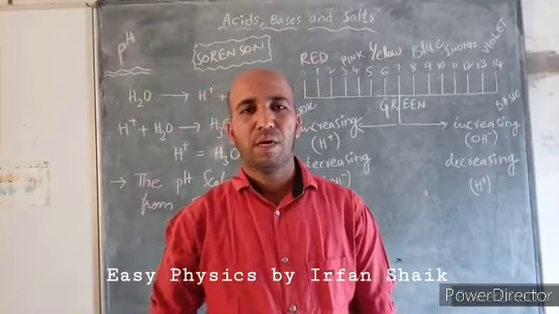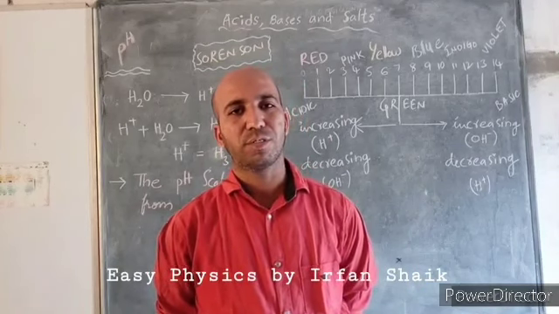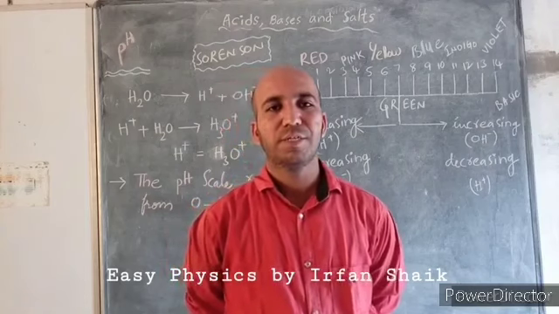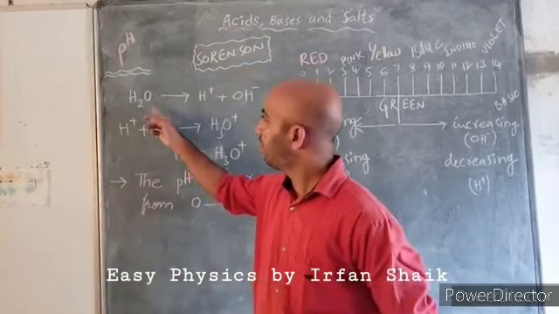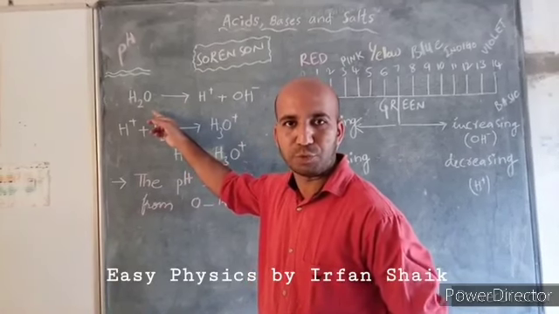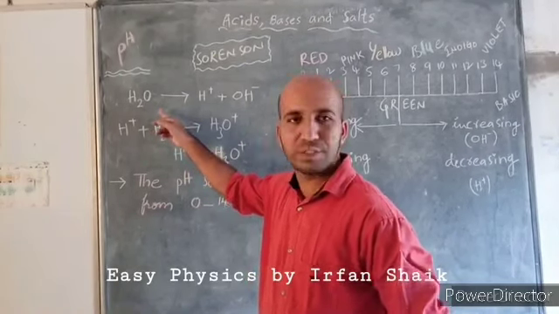Let us take a water molecule. That means in every solution, water is present. Let us take the dissociation of the water molecule. See, the formula of the water molecule is H2O. When this H2O water molecule dissociates, it forms H plus ions and also OH minus ions. That means hydrogen ions and also hydroxyl ions.